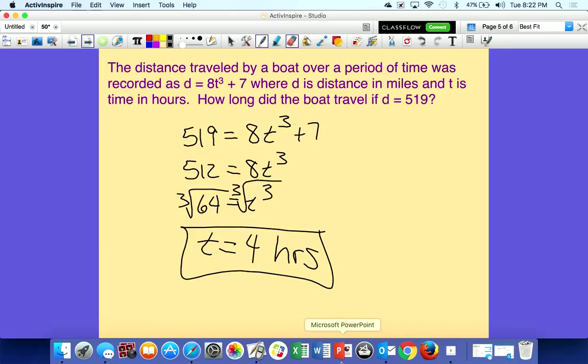Alright, so continue to do what you already know with this one. This is just a word problem. You could switch the d and the t and solve for the variable that you're looking for and all that stuff. You do get to the same answer. You don't have to do it that way though.